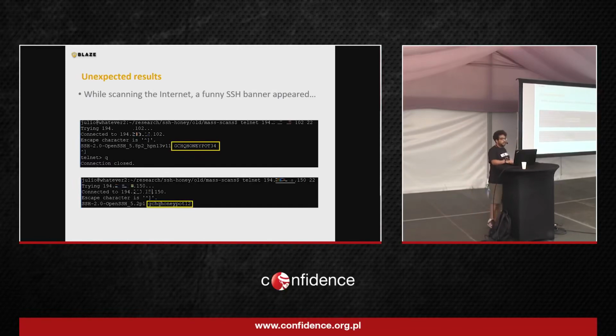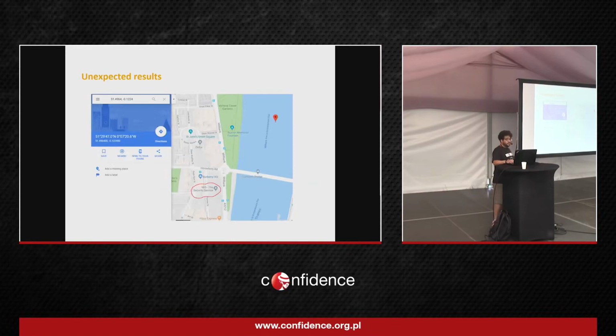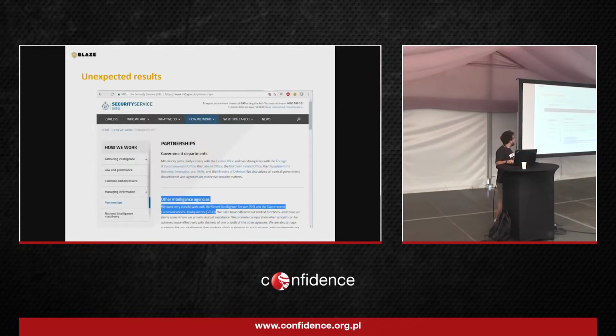But if you put them in MaxMind, you're going to see that they are from the United Kingdom. These are the coordinates, the accuracy radius. If you put this in Google Maps, it's very close to MI5, the Security Service of Britain, and the website of MI5 says they work very closely with GCHQ. So I don't know if this was a very elaborate joke, or if somebody in GCHQ just doesn't know how to configure their own honeypots.